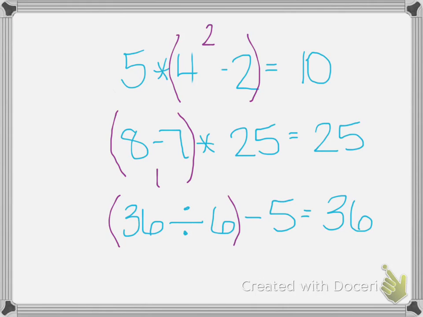And for the last one, C, it says 36 divided by 6 minus 5 equals 36. So again, we can start by putting our parentheses around 36 divided by 6, which is 6. 6 minus 5 is 1. Therefore, that does not work. If we move on, we put our parentheses around 6 minus 5. 6 minus 5 is 1. 36 divided by 1 is 36. Therefore, that is where your parentheses belong.